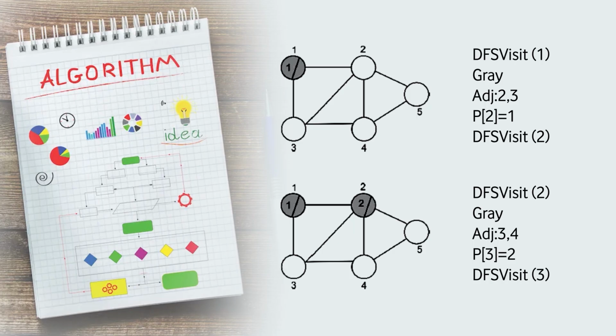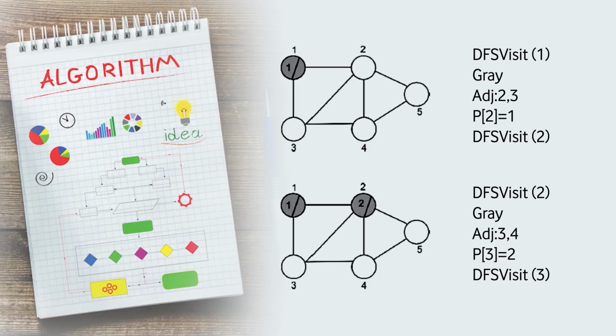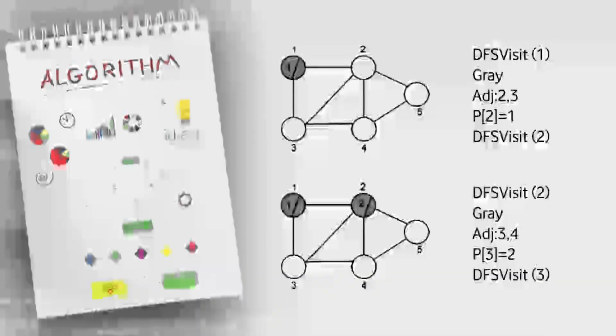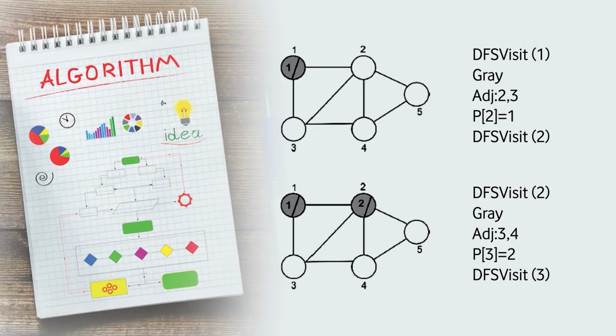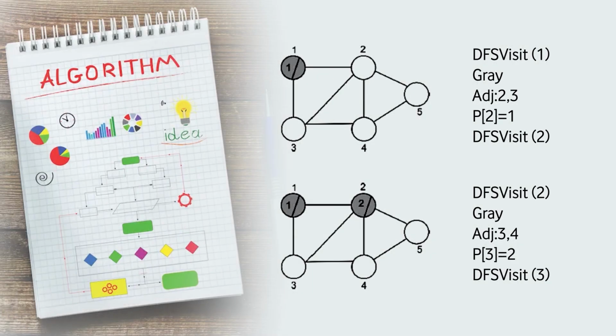Now the parent of 3 is 2. Keep a record, because the adjacent node 3 is white, you have to explore the 3 node first, and you have to keep a record of the parent of 3. So I've kept the record, that is 2, and I've again called the function DFS visit 3.